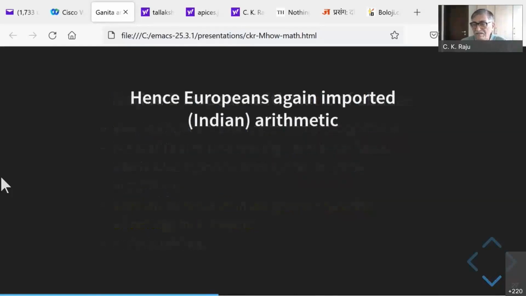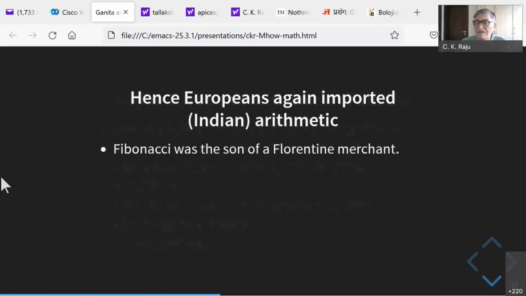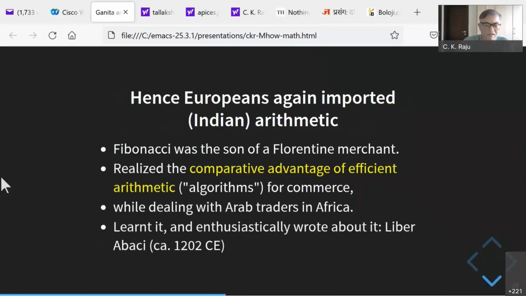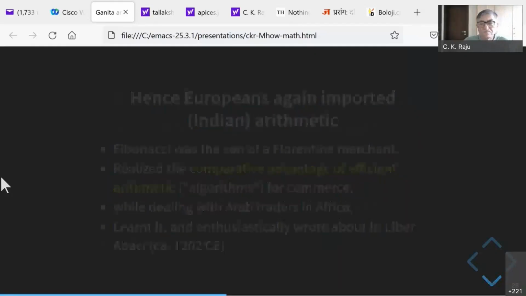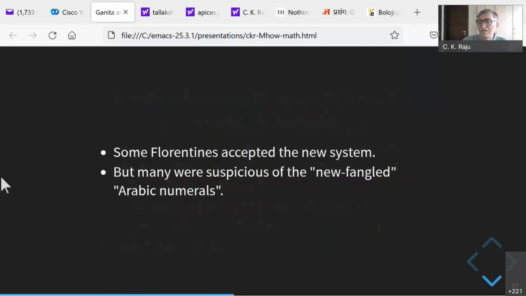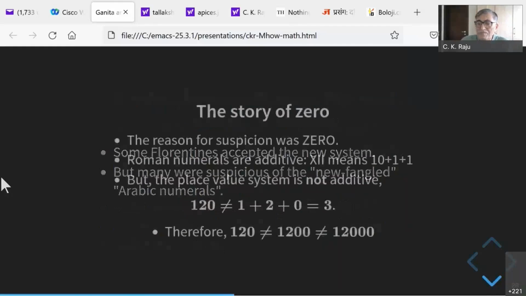And the Arabs were better traders, and therefore the Europeans learned from them. Fibonacci learned from them. He was a Florentine merchant, and therefore he brought it back from Africa and wrote a book, Aryabhatta, in the 13th century. All right. So some Florentines accepted the new system, but many were suspicious. What is this newfangled Arabic numerals?